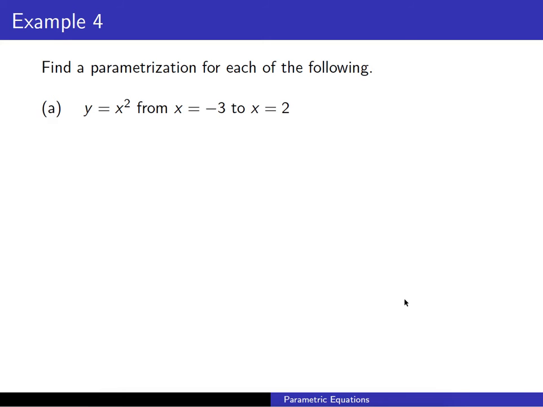So example 4, parameterization for each of the following. We have y equals x squared from -3 to 2. So we have y as a function of x. Well, just let x equal t, and then y will be t squared when t goes between -3 and 2.